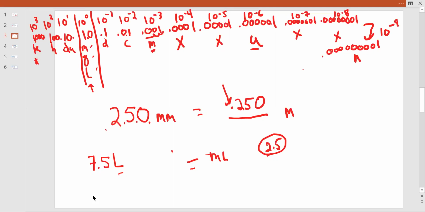How many times? 1, 2, 3. Three times. So it's here, 1, 2, 3. So that would be 7,500 milliliters. And here's the decimal point. The decimal point's there, so it could be 7,500.0.